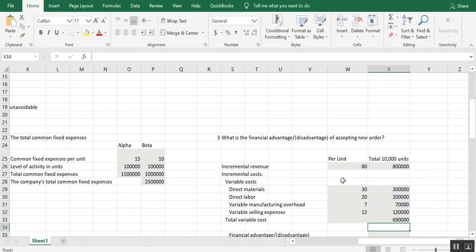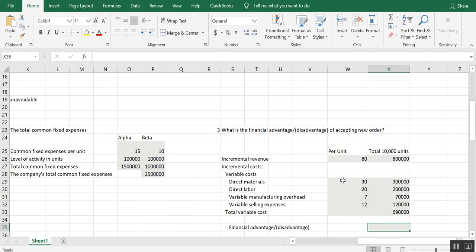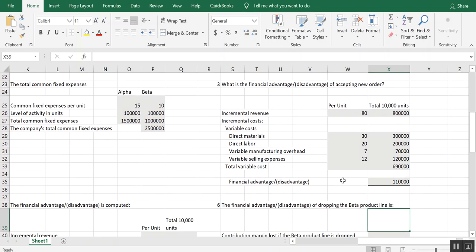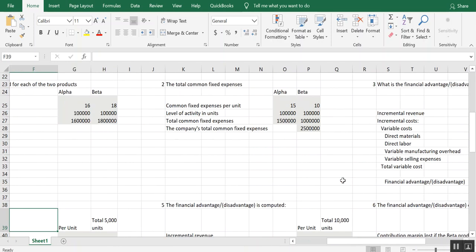Now, when we say incremental revenue and incremental expense, we mean the additional cost of taking on this order. It's incremental. So we're going to take the actual revenue that that order would produce and subtract out these additional costs, and we arrive at a financial advantage for taking this order of $110,000. Okay, so that's number 3.